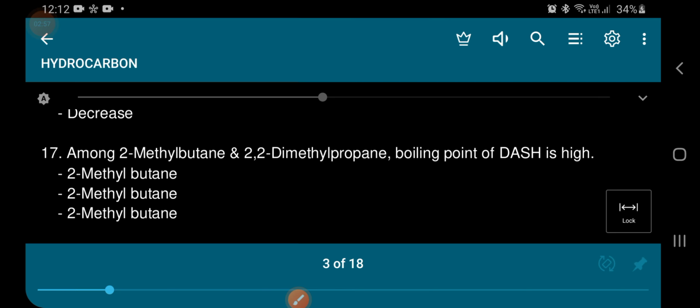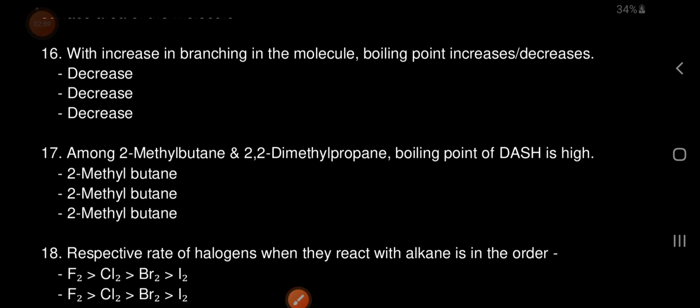With increase in branching in the molecule, boiling point increases or decreases? Decreases. Among 2-methyl butane and 2,2-dimethyl propane, boiling point of 2-methyl butane is high.